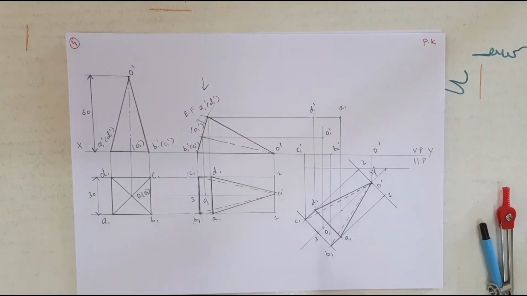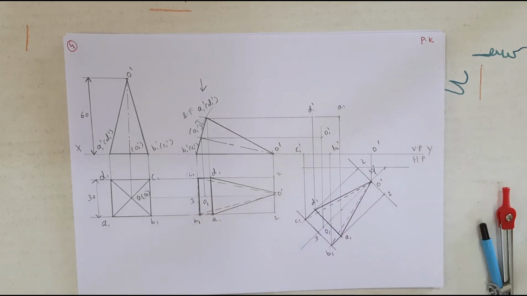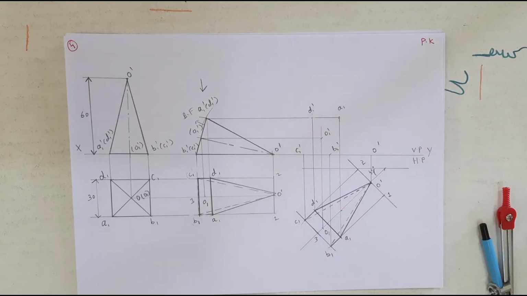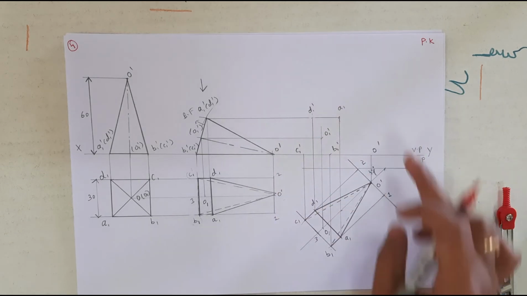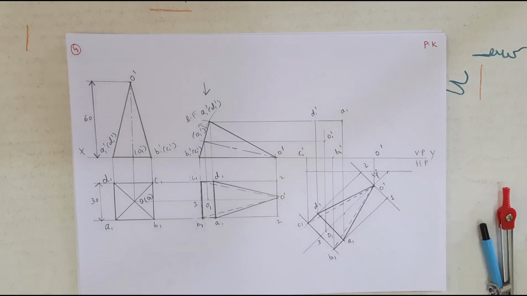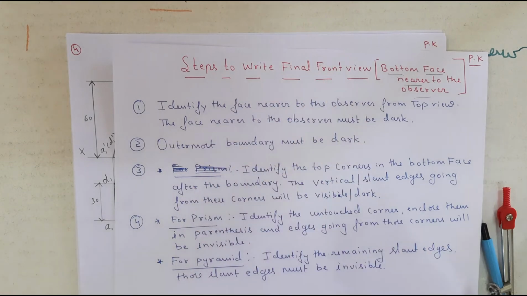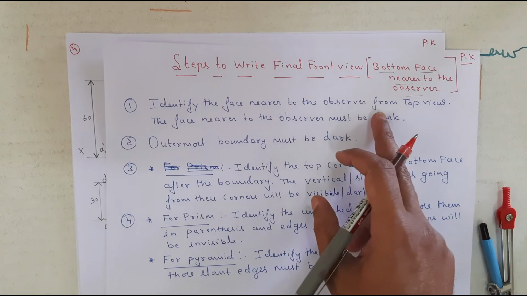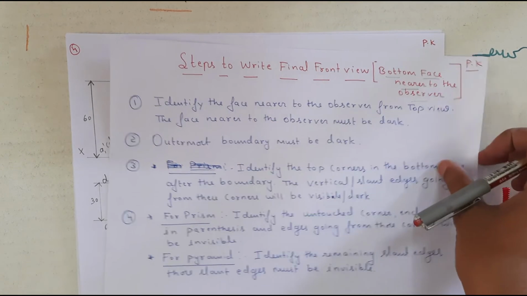Okay, see here my friends, I have drawn this object over here, and also drawn the projections and located all the corners. Now once again I am going to repeat the step by step method of how to draw the visible and invisible edges over here. So for that I am going to take this one. Steps to write the final front view. Identify the face near to the observer from the top view. The face near to the observer must be dark.